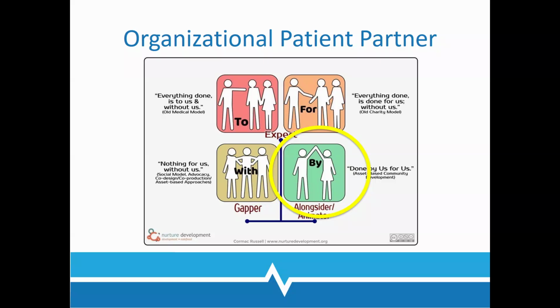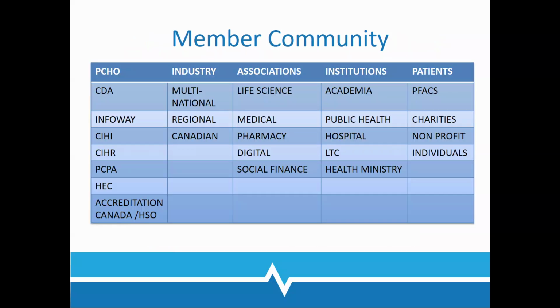The governance model represents the next stage of community activation, moving from the current model of nothing for us, without us, to one that is done by us, for us. This raises the concept of a patient partner from that of an individual to one of an organization. Involve Canada is a social enterprise, not a charity, and does not accept donations. It is an inclusive community across the continuum of patient engagement and involvement activities across the country.